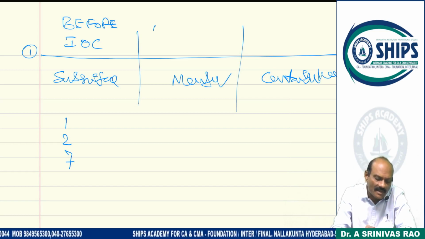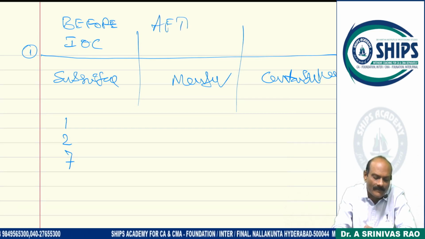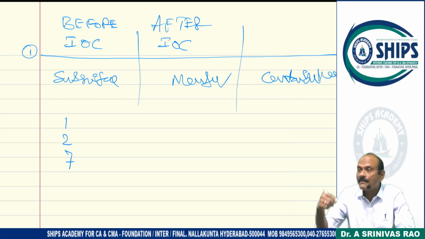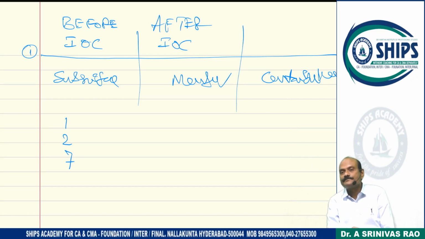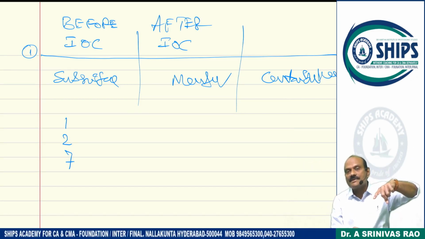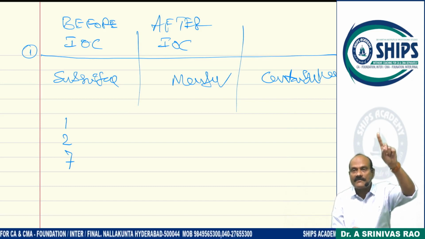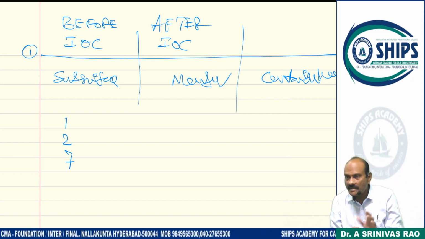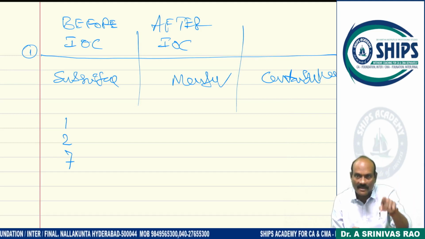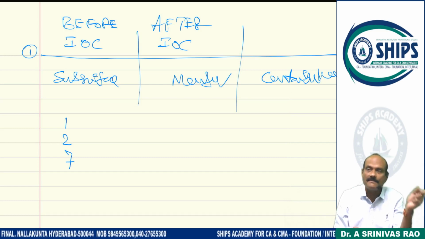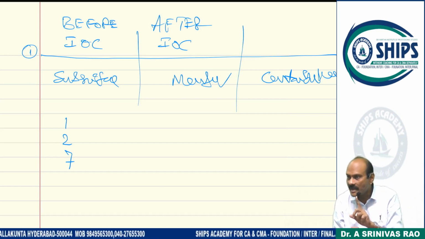Once a company gets incorporated, after incorporation the subscribers will become members of the company. After incorporation, they are called members. The company prepares the register of members, and there your subscribers' names will be entered. After incorporation, subscribers become members of a company, right?